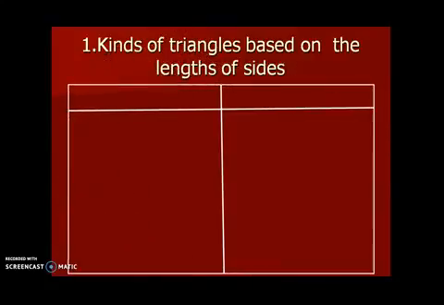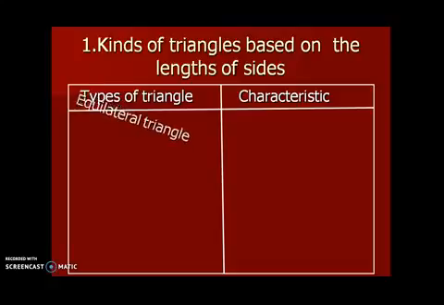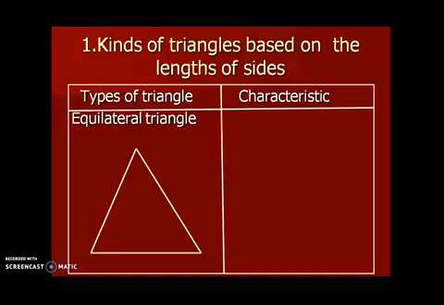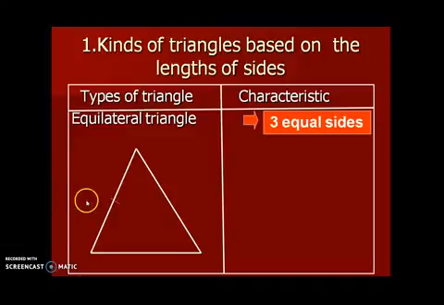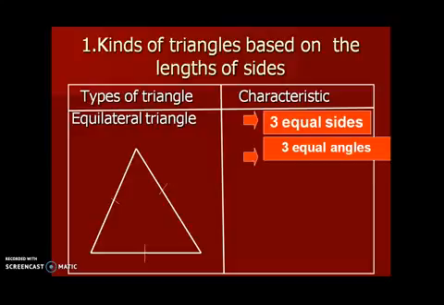Yes, the first. The kinds of triangle based on the length of the sides. Type number one, equilateral triangles. This is the figure of an equilateral triangle. The first characteristic is that it has three equal sides. And the second, it has three equal angles, for example, 60 degrees, 60 degrees and 60 degrees.